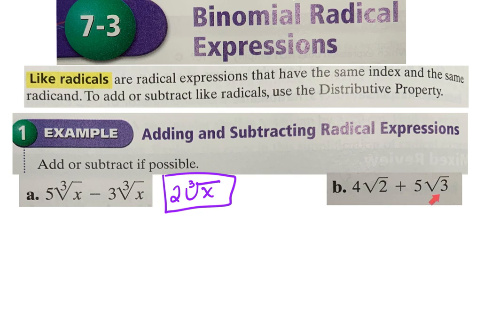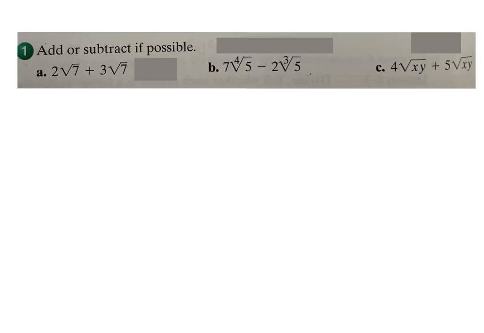All right, this guy right here, it is both square root because we have no index. On the inside, we have a 2 and a 3. Those are not alike. So when they are not alike, this is as simple as it gets. That is your answer. You can't add them. Just like if it were 4x plus 5y, you would say, okay, it's 4x plus 5y, I'm done.